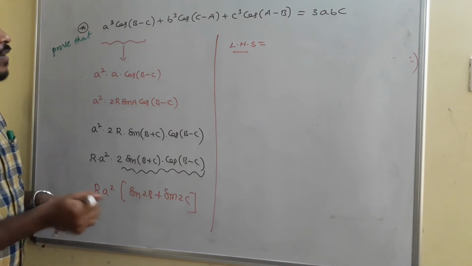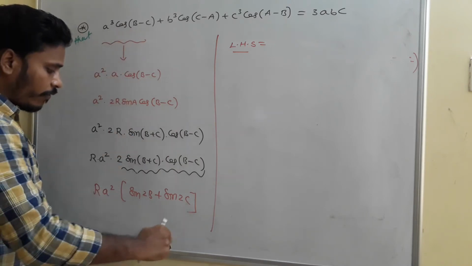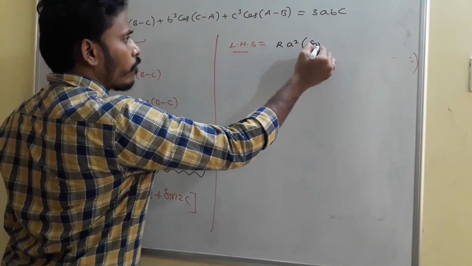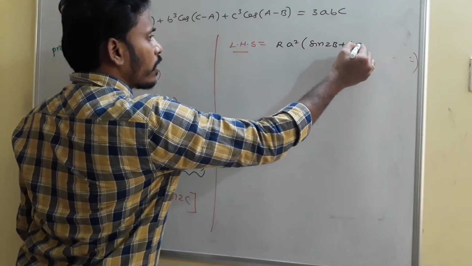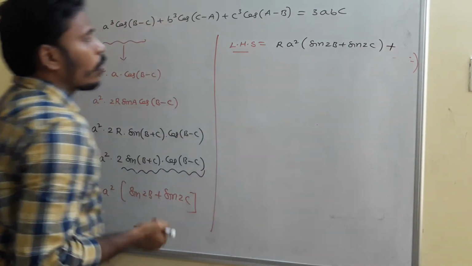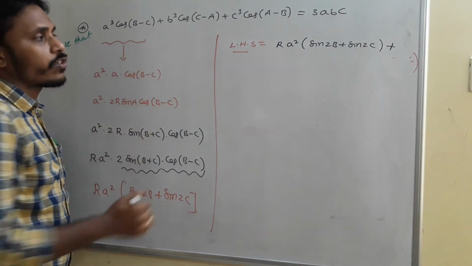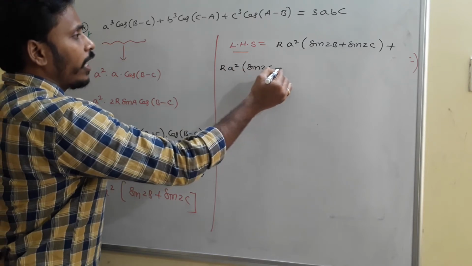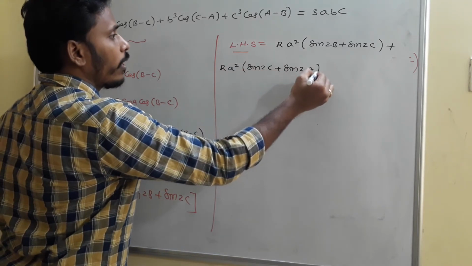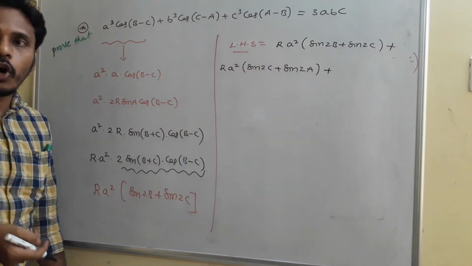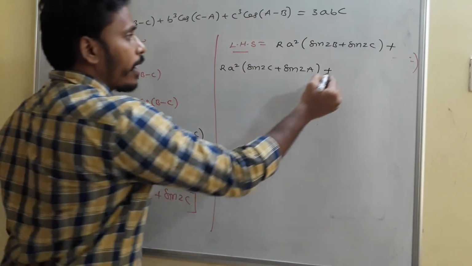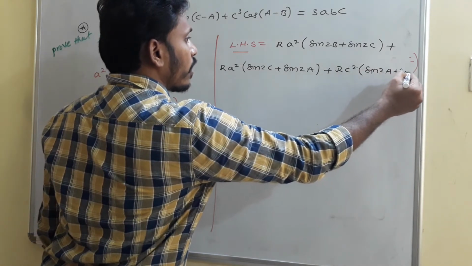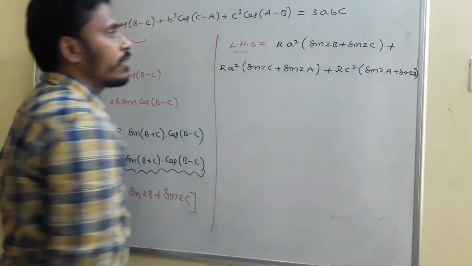And on the left side we have three terms. The first term at the end we have r a square of sine 2B plus sine 2C. The second term, b cube cos of (c minus a), if you simplify it you will get r b square of sine 2C plus sine 2A. The third term, c cube cos of (a minus b), you simplify in such a manner and you have r c square of sine 2A plus sine 2B. At the end, this is the simplification.